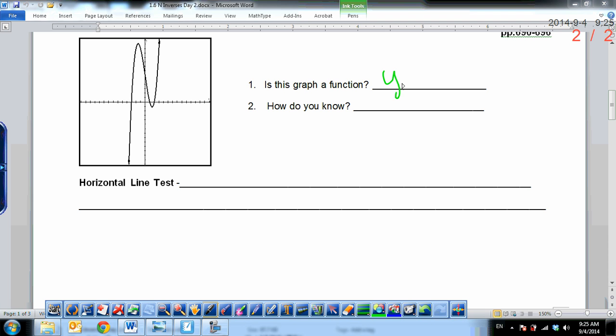Okay, so this graph is a function. How do we know? Because it passes the vertical line test, which means if I draw vertical lines, it only passes everywhere once. What does passes the vertical line test mean? It means the same thing as we've been saying. Every x value can only have one y value. Okay, let's think about inverses here.